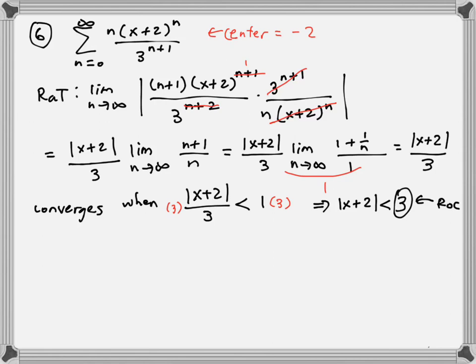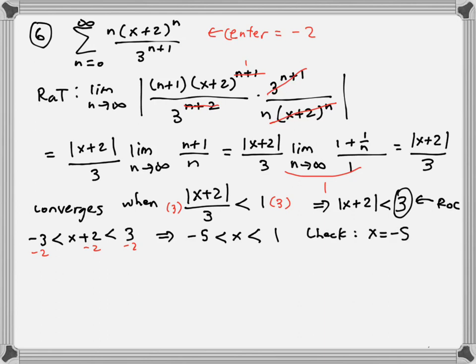Okay, now let's find the interval of convergence. We're going to write negative 3 is less than x plus 2 is less than 3. But remember, you have to isolate x to find the interval. So if we subtract 2 from all of these, we get negative 5 is less than x is less than 1. So those are our edge cases now. We have to check x equals negative 5 and x equals 1.